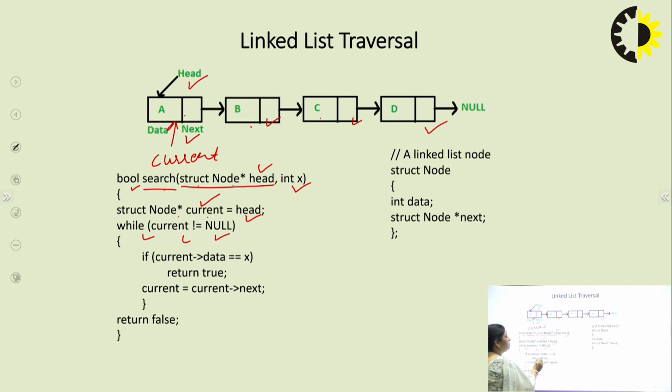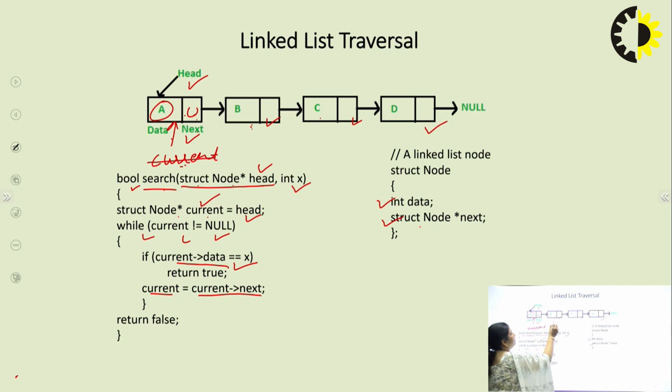Now, if current data is equal to x, current is this pointer. At this pointer, what is stored? Two values. First is data and second is the link to the next node, whose name is next. So we will check the data. If I got the data, I'll compare it and return true. Otherwise, current is equal to current next. It means current will take the value which is stored at the next pointer of current. So current of next has the address of this.